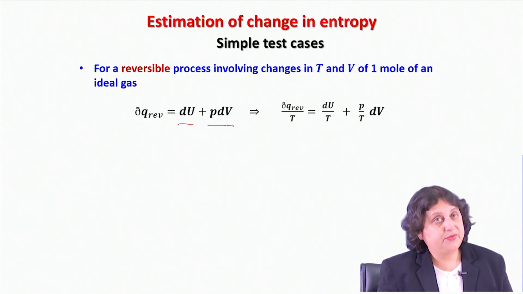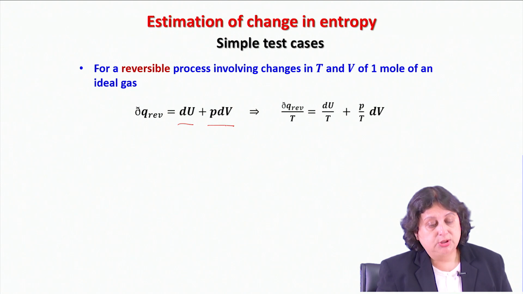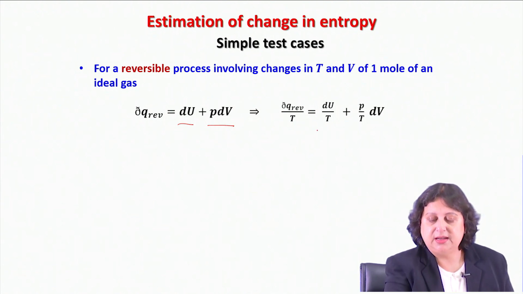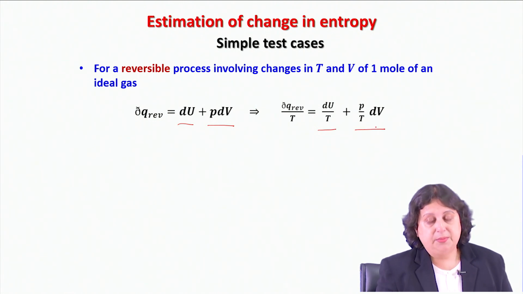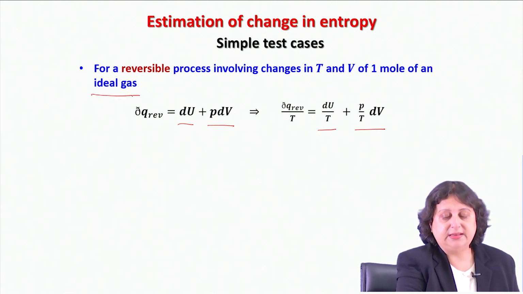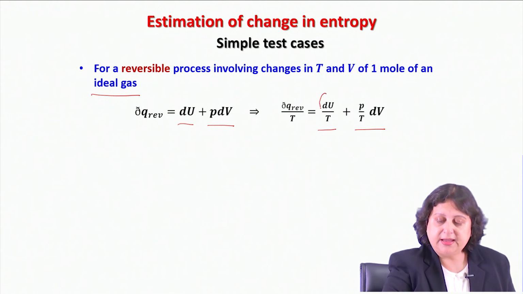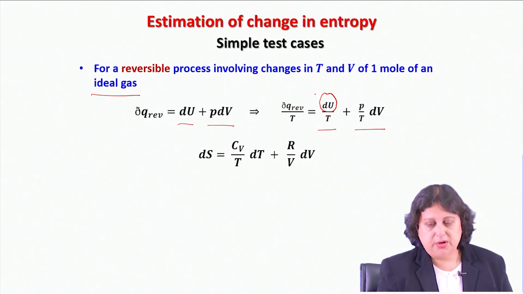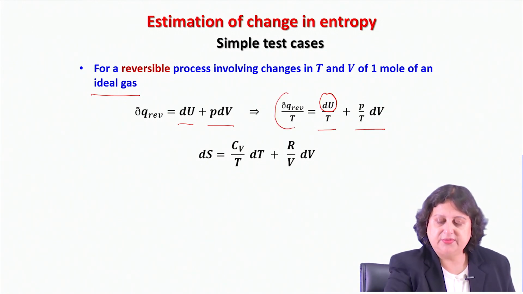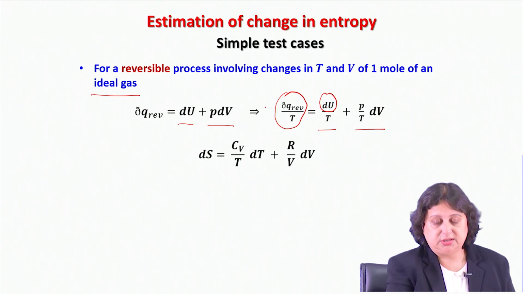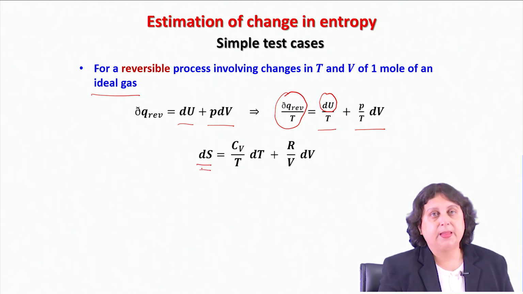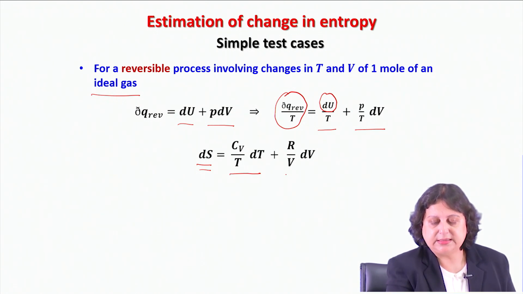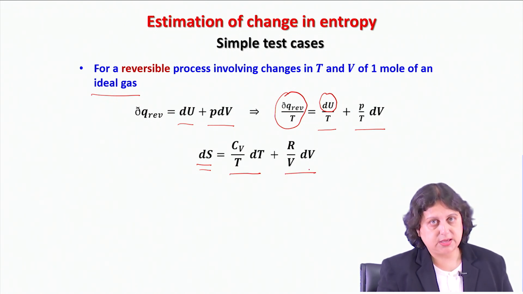Now this follows from the first law of thermodynamics. So what is dq reversible by T? I divide both sides by T and this is what I get. But I have, please remember, an ideal gas. Therefore, I can replace du by Cv dT, and therefore I find that the left hand side of this equation by definition is dS. And this now is equal to Cv by T dT plus R by V dV.